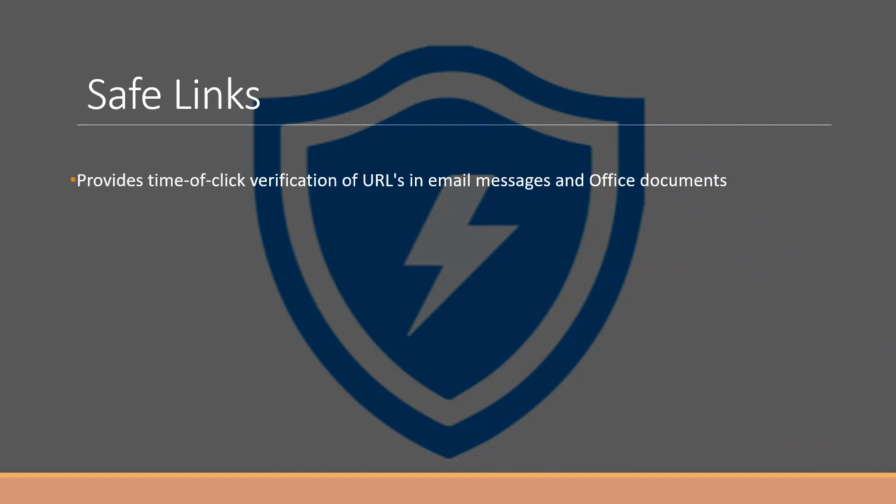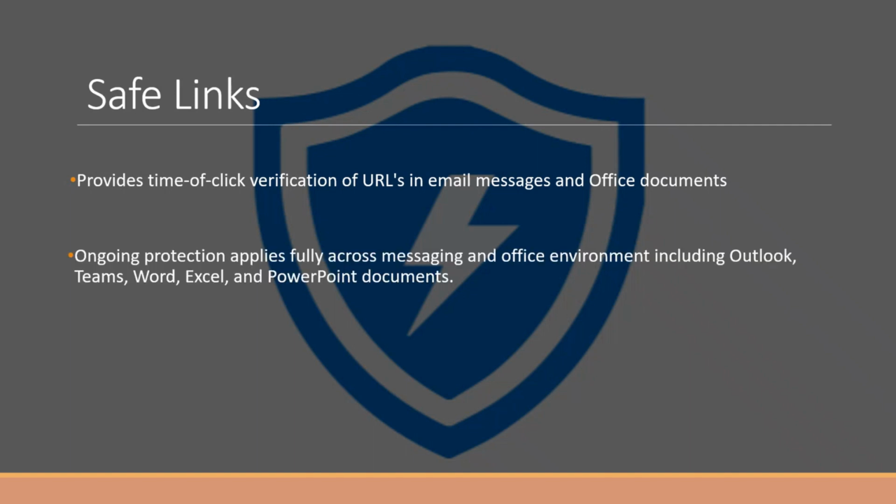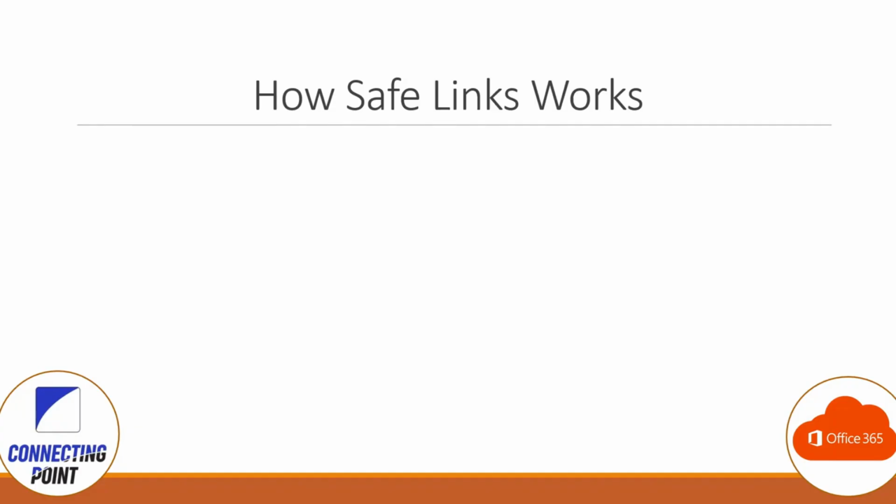It provides time-of-click verification of URLs in email messages and Office documents. It provides ongoing protection and applies fully across messaging and Office environments, including Outlook, Teams, Word, Excel, and PowerPoint documents. The safe links remain accessible while malicious links are dynamically blocked. So here's how it works.